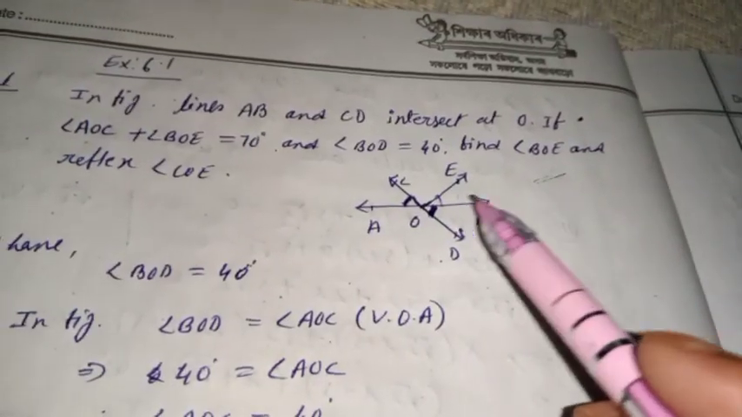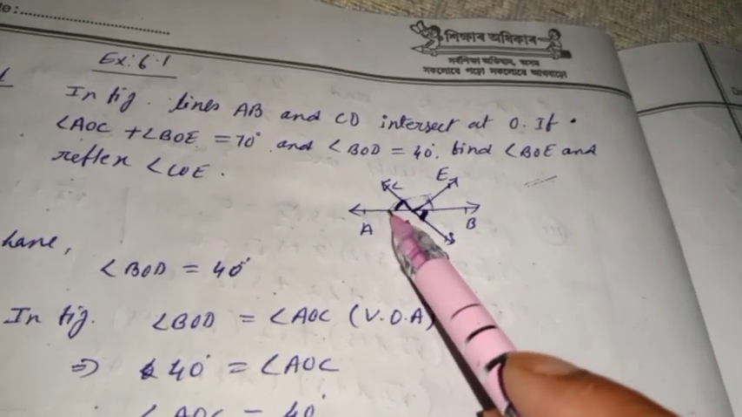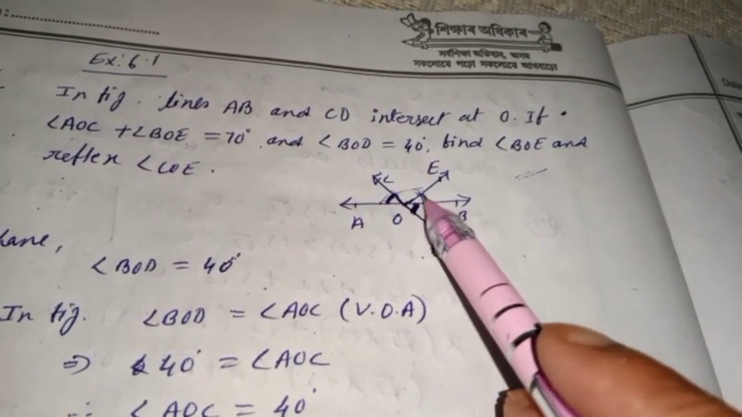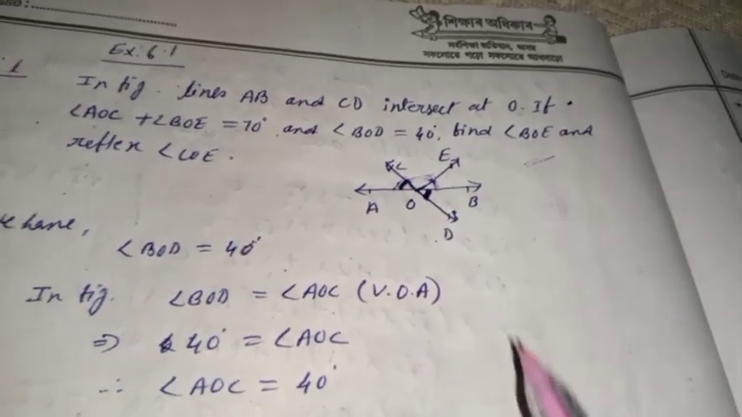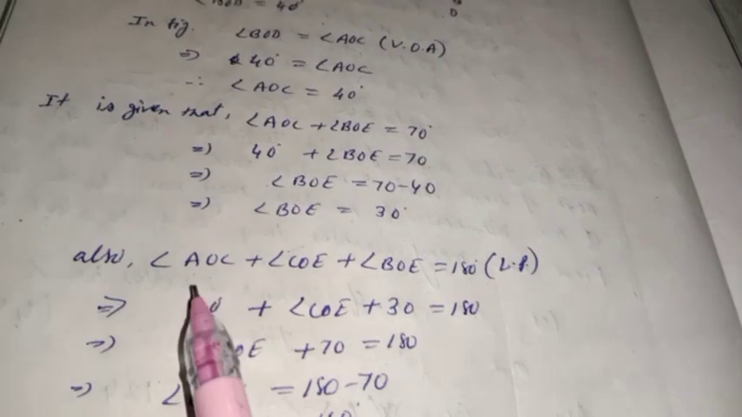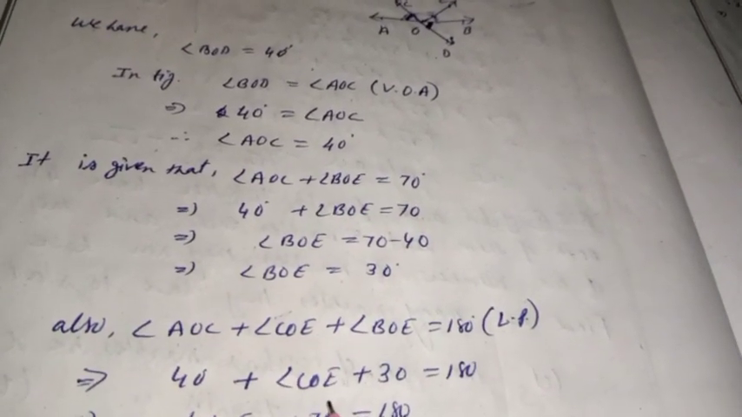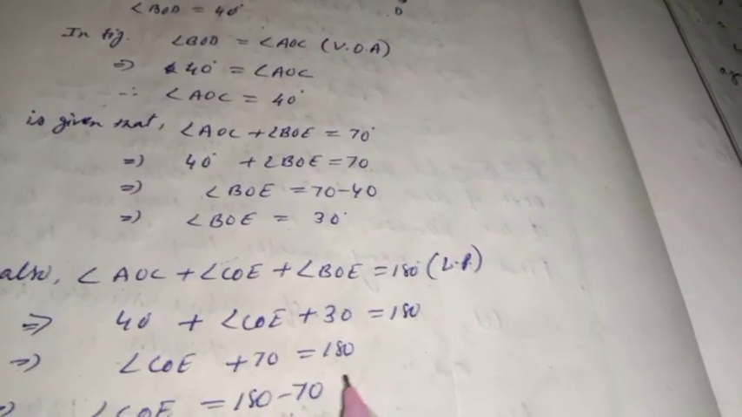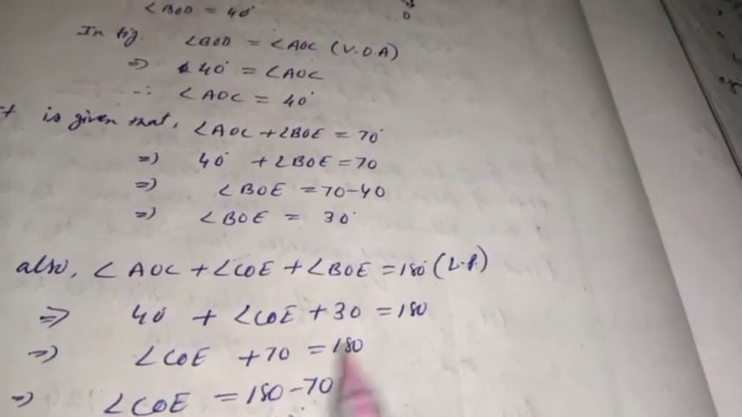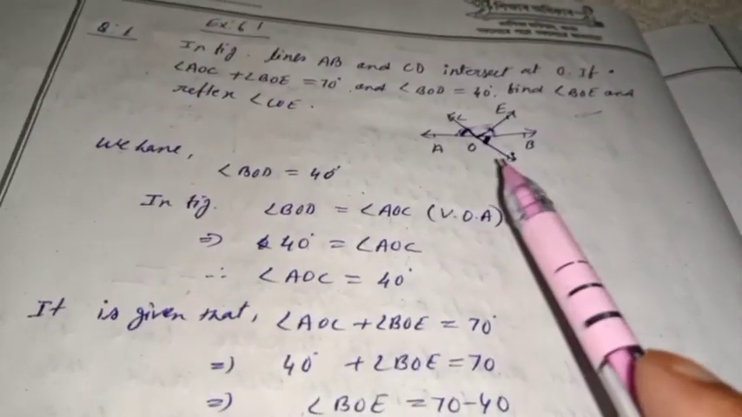Also, AOC plus COE plus BOE is equal to 180 degrees, which is LP, meaning linear pair. See here, AOC this angle, COE this one, and BOE this one. This is a straight angle, so you can also say that this is a linear pair. Yes or no? The sum of these three angles is 180 degrees. Now AOC we got 40. COE is unknown. BOE we just got 30. Then 40 plus 30 is 70. Then 180. If you transfer this 70 to the right hand side, 180 minus 70 is 110 degrees. So we also got COE.